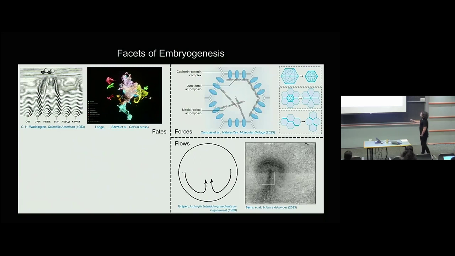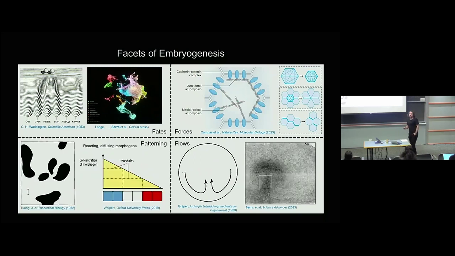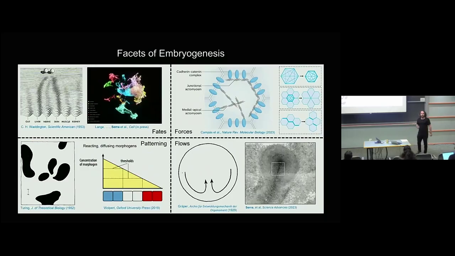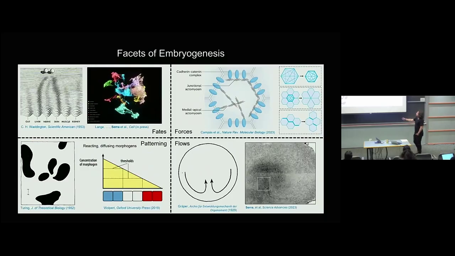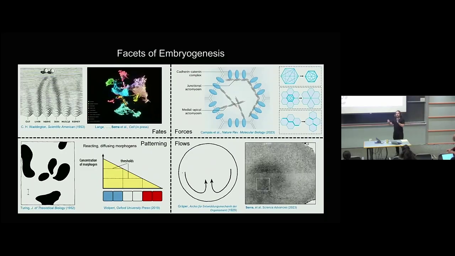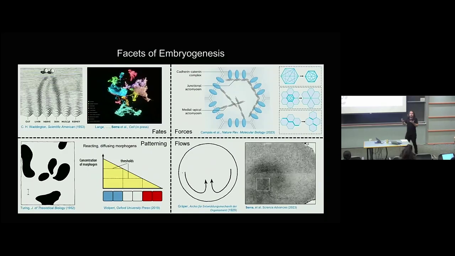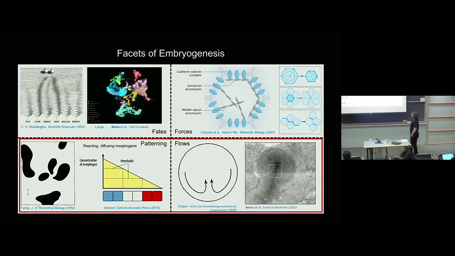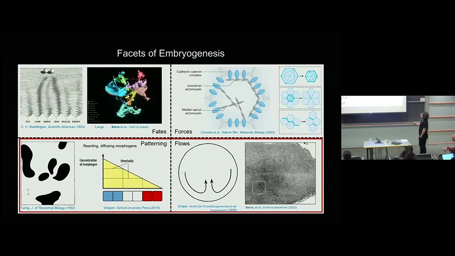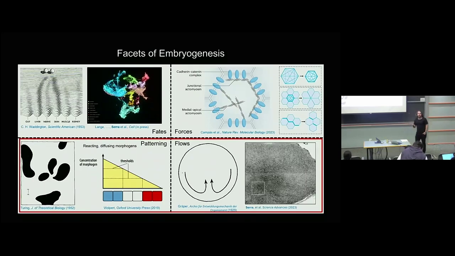And another very important aspect of this process is patterning. Okay, so patterning is the evolution of molecules, which we call morphogens, that will basically give cells orientation, so where they are in the embryo, and they will allow cells to communicate with each other. And today, despite the fact that we did work on a few of these aspects, I want to focus on the interplay between flows and patterning. Okay?